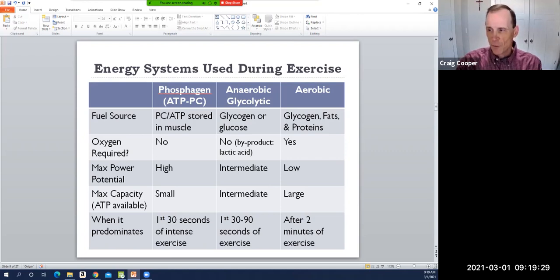So it's a way more efficient way to get a lot more bang for our buck when it comes to our food sources. And again, anytime we go beyond about 2 minutes of exercise, the ability to generate ATP aerobically is what's going to kick in and be the dominant way that we're doing that. And the more you go out from 2 minutes, the more so that's going to be.